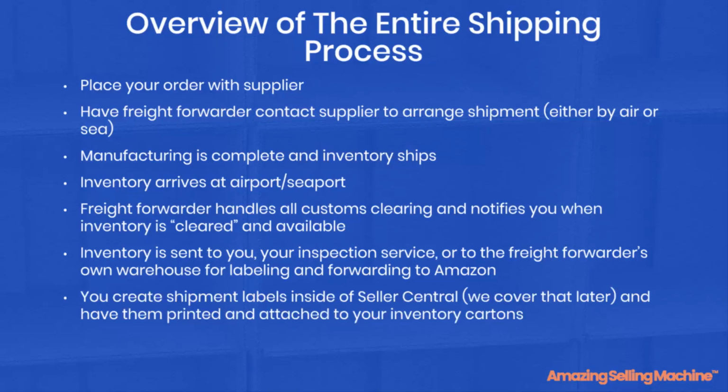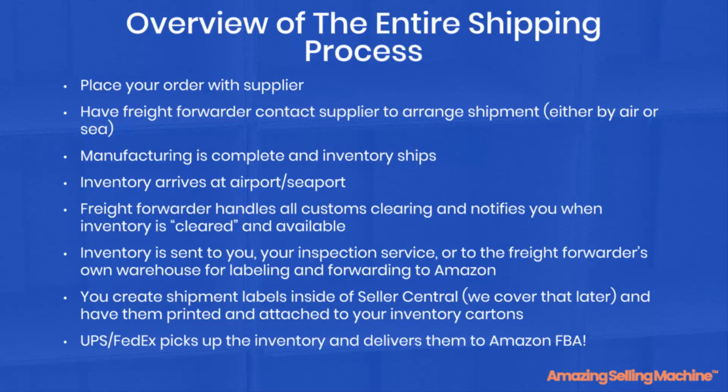At that point, you create the shipment labels inside of Seller Central, and we'll cover that later, and you have them printed out and attached to your inventory cartons. And then UPS or FedEx picks up the inventory and delivers them straight to Amazon FBA. That's all there is to it.